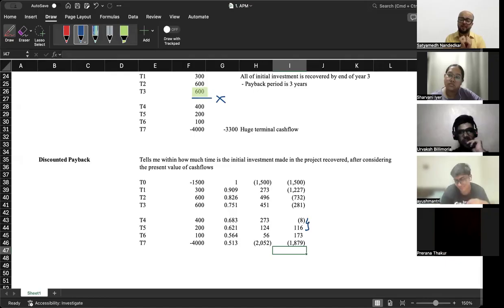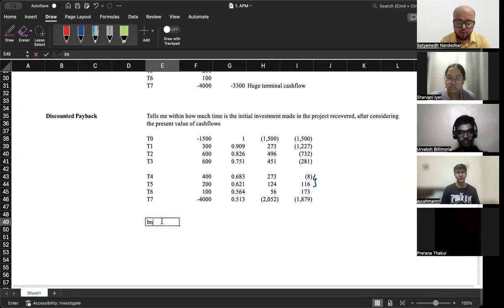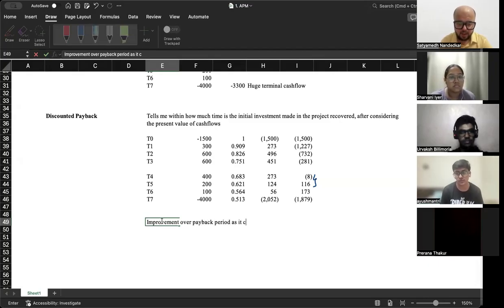Now, discounted payback period method introduces an additional level of caution. Because you have taken discounted cash flows, now you know that after considering the time value of money and bringing all the cash flows to the present level, when am I able to recover the initial investment made in the project? The recovery is happening somewhere between year 4 and year 5. So this is an improvement over payback period as it considers time value of money.